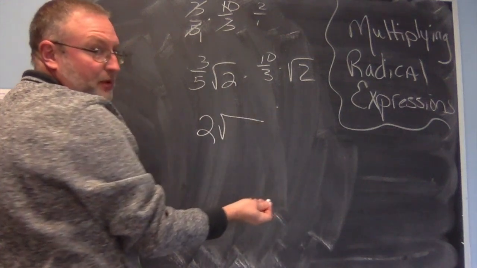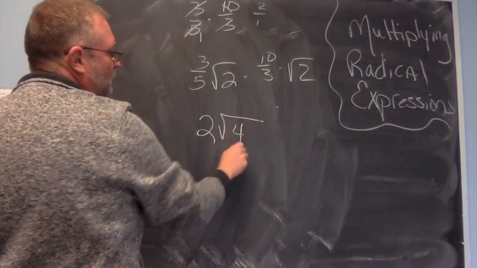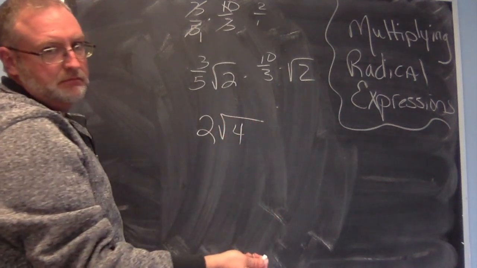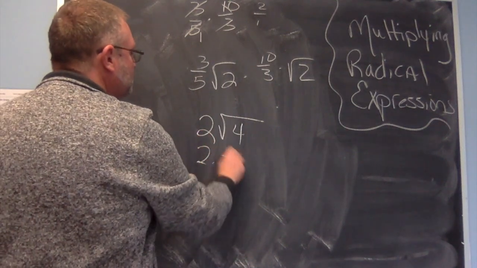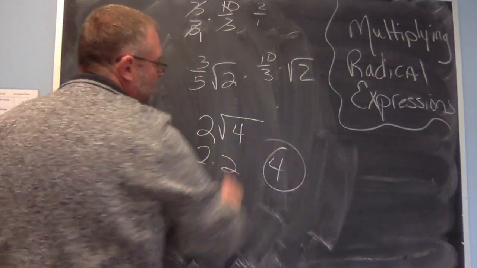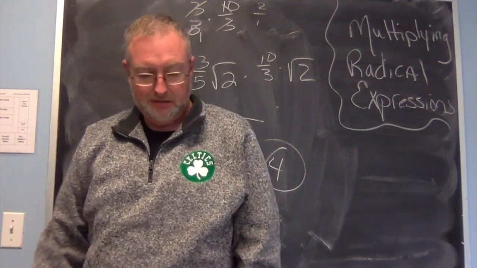Now I'll just multiply my radicands. 2 times 2 is 4. What is the square root of 4? 2. So 2 times 2, and the answer is 4. All right, so that's not too bad.